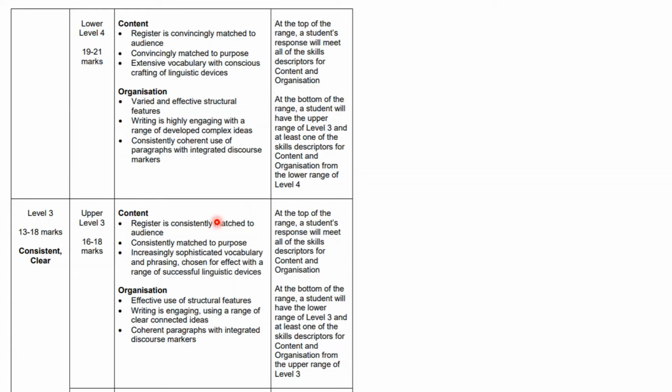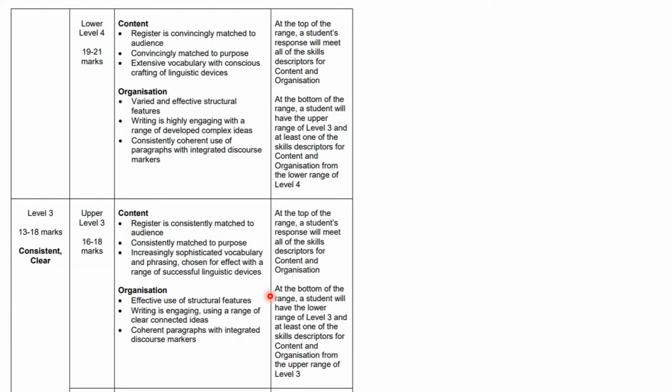So we have for content register is consistently matched to audience. So is it appropriate? It's consistently matched to a purpose. So have you understood that narrative is different to descriptive writing? And is your writing matched to that? Increasingly sophisticated vocabulary and phrasing chosen for effect with a range of successful linguistic devices. Linguistic devices being similes, metaphors, personification, hyperbole, pathetic fallacy, all of these things.